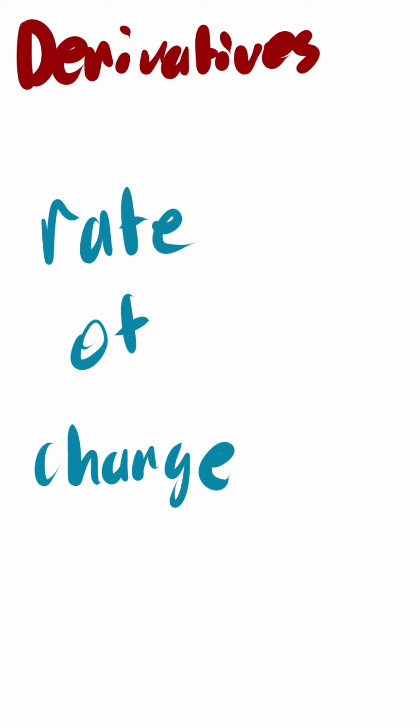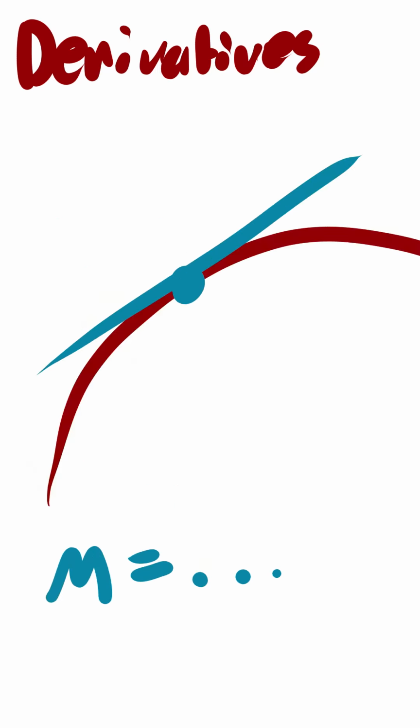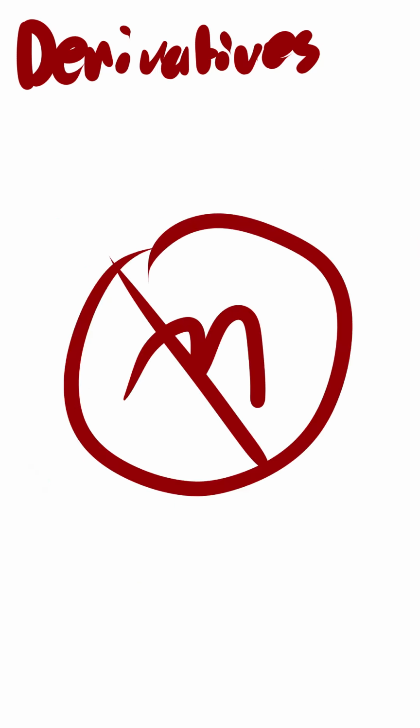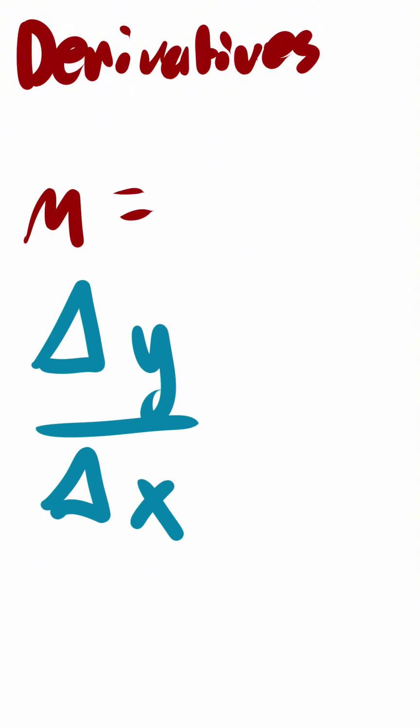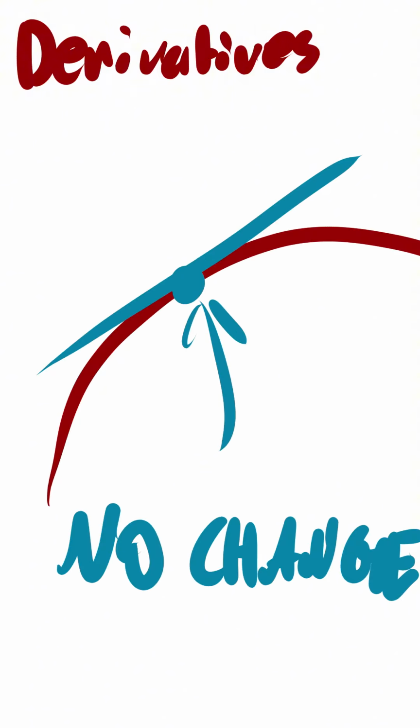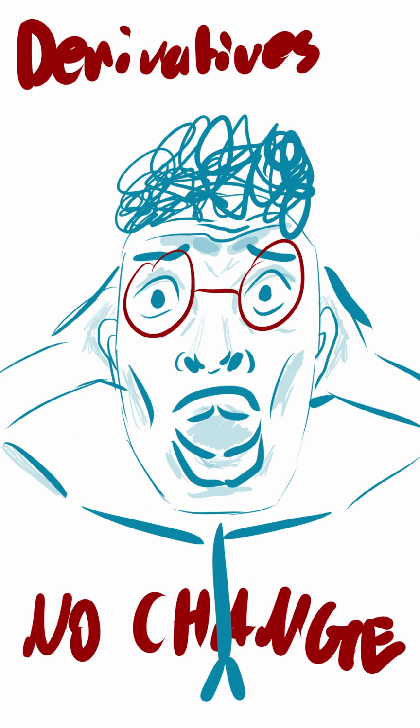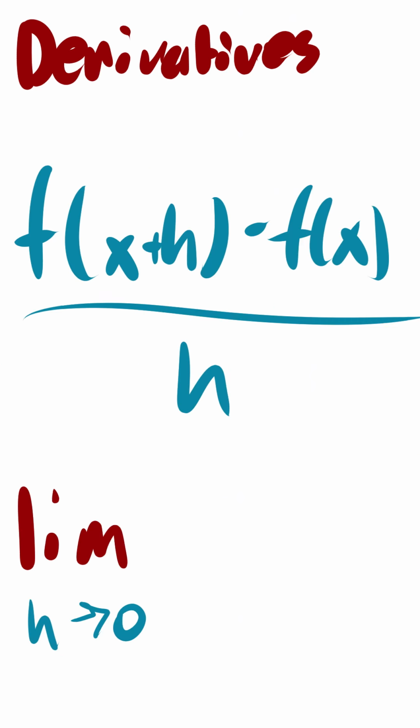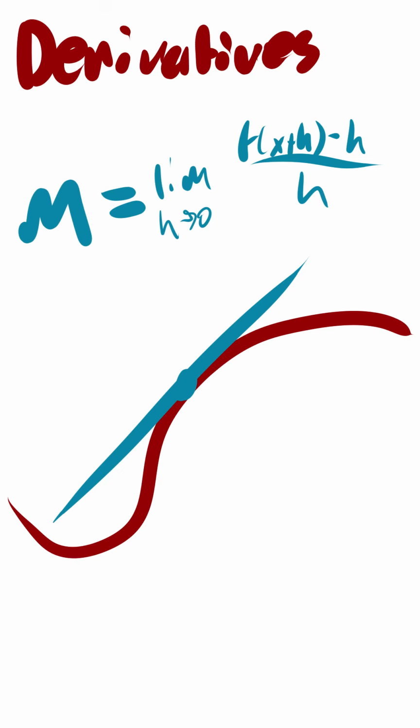Derivatives are instant rates of change, or the slope of a graph at exactly one point. Technically, we should never be able to calculate the slope, as slope is the change in y divided by the change in x, but at one point, the y and x values don't change, so we have to use limits. The classic equation for a derivative is f of x plus h minus f of x divided by h as h approaches 0. All this equation is describing is the slope of a single point.